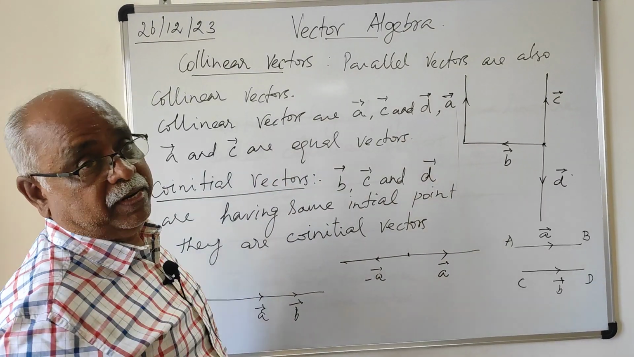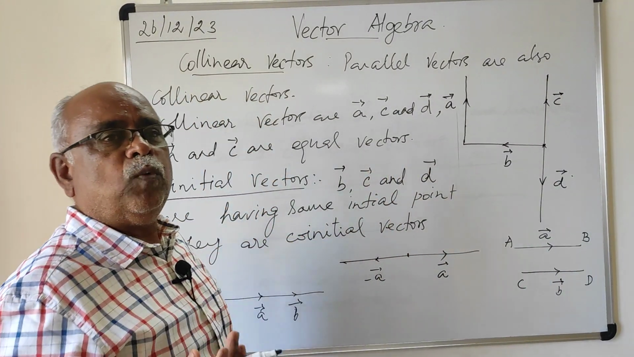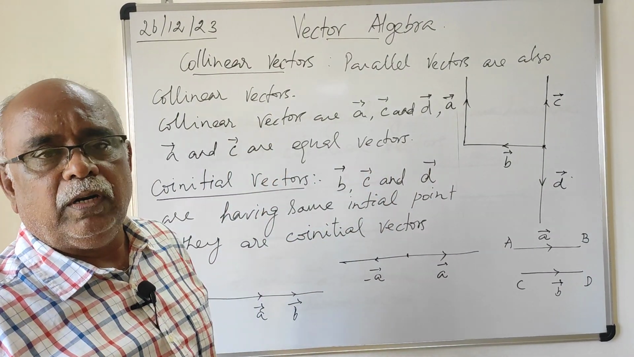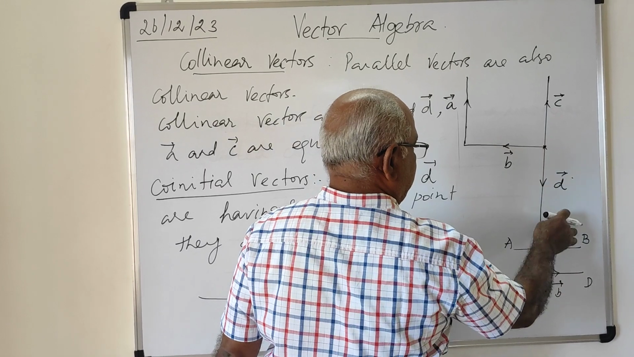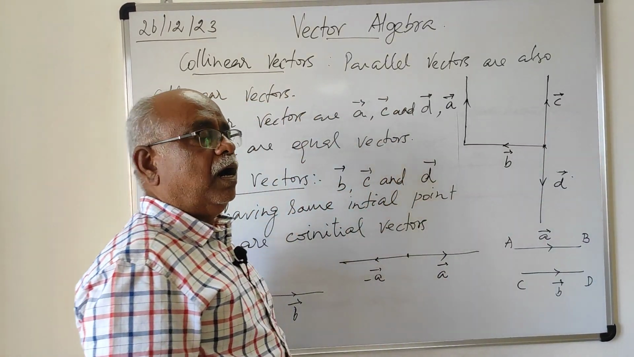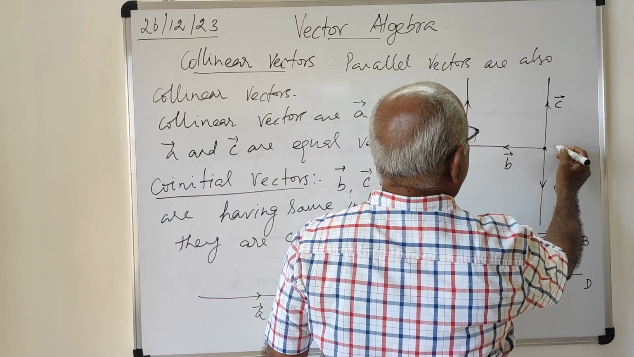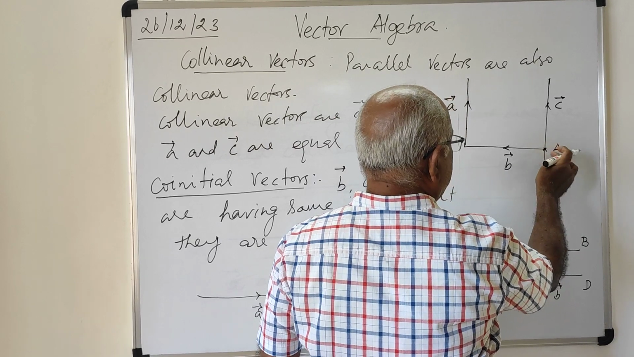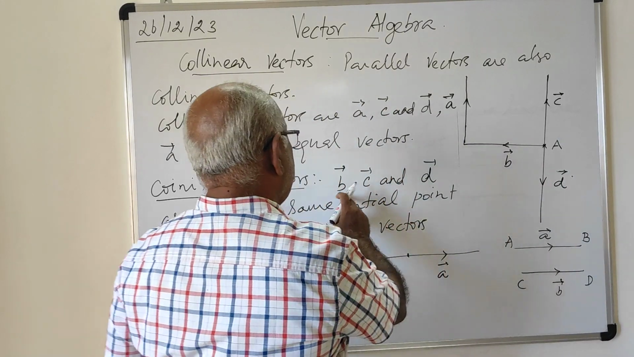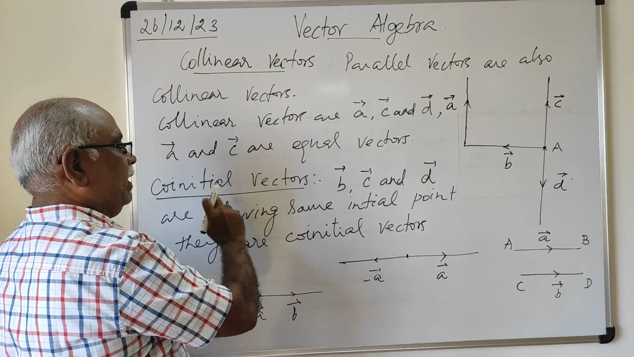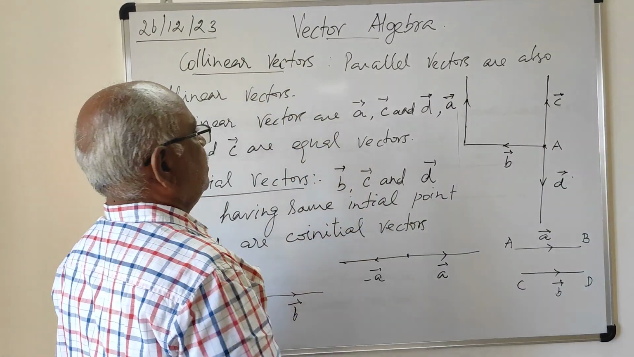Similarly, the next definition is co-initial vectors. Two or more vectors having the same initial point are called co-initial vectors. See here, vector B, vector C and vector D. These three vectors have the same initial point. For example, this is the point A. A is the initial point of vectors B, C and D. Therefore, B, C, D are co-initial vectors. So that's all about collinear vectors.